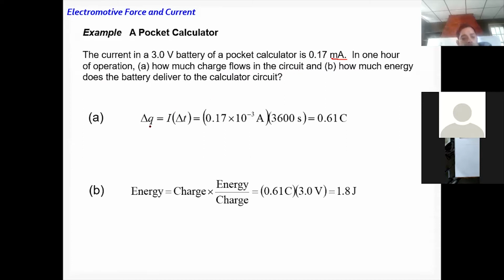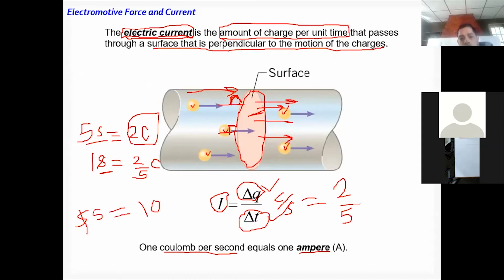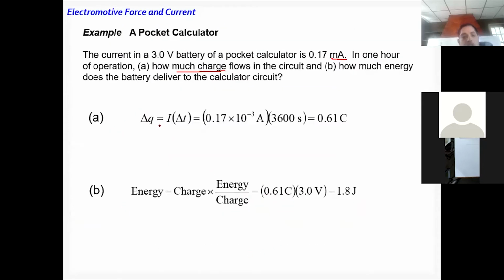So what is the Q? Charge means, see how much charge. So your Q is equal to I times delta T. If you multiply both sides by delta T, then you get I times delta T equals delta Q, meaning charge equals I times delta T. Does it make sense? Then what is your I? I is 0.17 milliamp. How do you do the milli? Milli is 10 to the negative 3, right? That's how you change it to amp: 0.17 times 10 to the negative 3 amp.